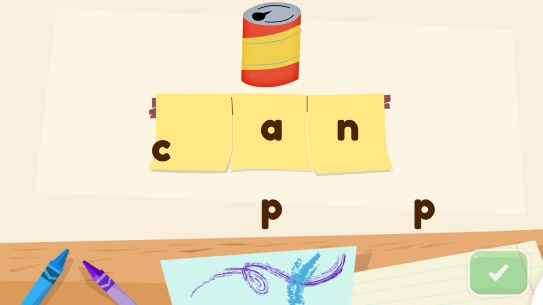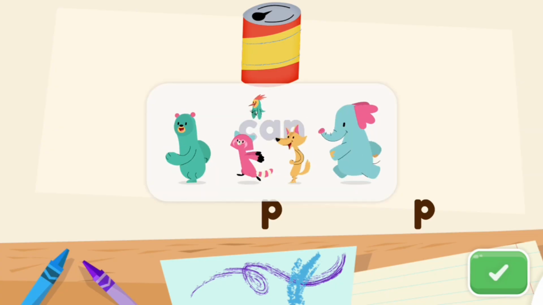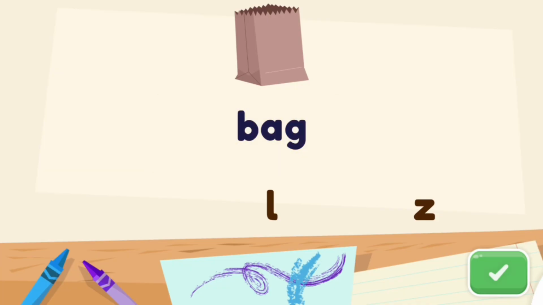K. Sweet. You spelled K-A-N. That's the word can. Spell the word bag. B. Nice work. You spelled B-A-G. That's the word bag.